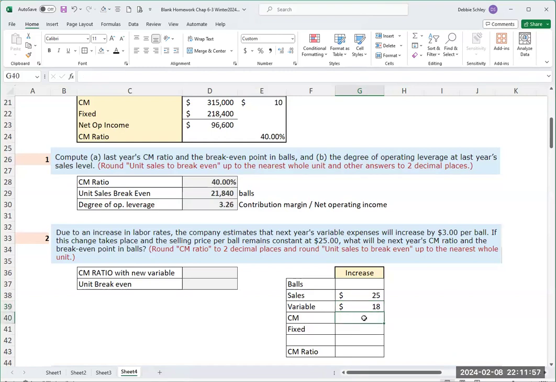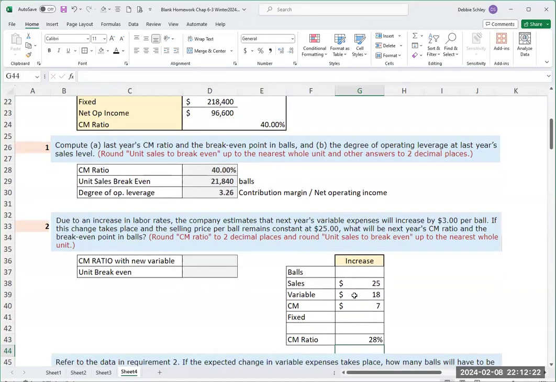Okay, so first of all, my contribution margin per unit: sales minus variable equals contribution margin per unit. And then my contribution margin ratio is contribution margin per unit divided by sales price per unit. So that's the first answer you wanted.